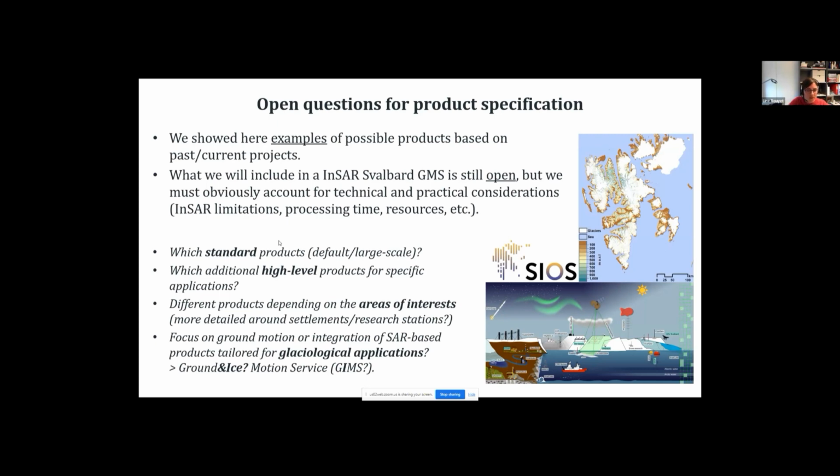And also a big question is that now we're speaking about ground motion service, because this is what exists also in the mainland. Of course, in Svalbard, when you look at this map here, you see a lot of white glaciers, and it's a natural question to ask, do we want also product tailored for glaciological application? Can we move toward a ground and ice motion service for Svalbard? And this is not something we will manage to provide in this project directly, but we at least can provide pilot products and design the future in that direction.